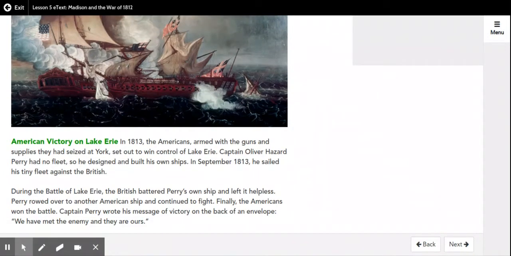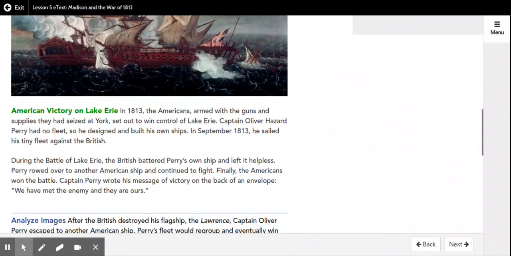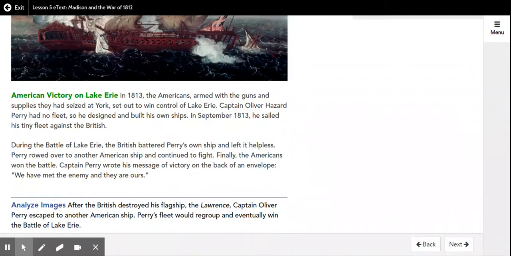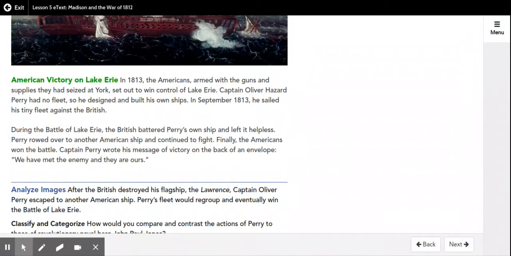During the Battle of Lake Erie, the British battered Perry's own ship and left it helpless. Perry rowed over to another American ship and continued to fight. Finally, the Americans won the battle. Captain Perry wrote his message of victory on the back of an envelope. "We have met the enemy and they are ours."